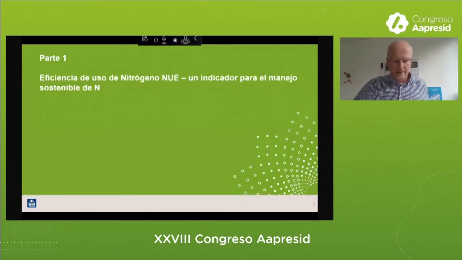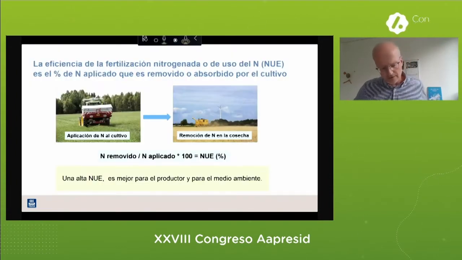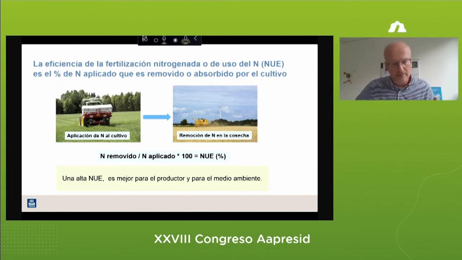So let's start with nitrogen use efficiency, an indicator for sustainable nitrogen management. And I would like to start with a very basic description of what we mean with nitrogen use efficiency, because it can be defined in different ways. But in our context, we define nitrogen use efficiency as the percentage of the nitrogen applied that is removed with the harvested crop. So application of nitrogen to crops as mineral fertilizer, as organic nitrogen, but also, for example, as biological N fixation is on the input side.